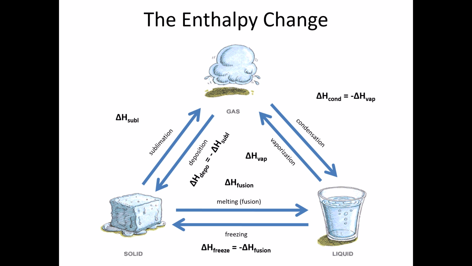What you find is just the opposite process value, and you put a negative sign on it. So our enthalpy of condensation is really just the negative enthalpy of vaporization value. And the same is true for the others. Enthalpy of freezing is just the negative enthalpy of fusion. Enthalpy of deposition is the negative enthalpy of sublimation.